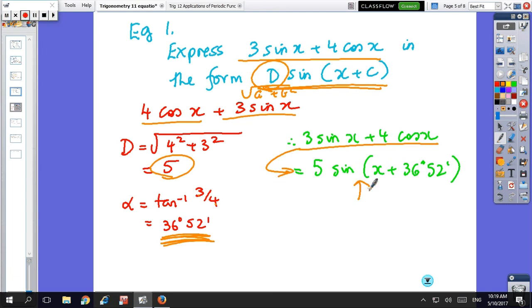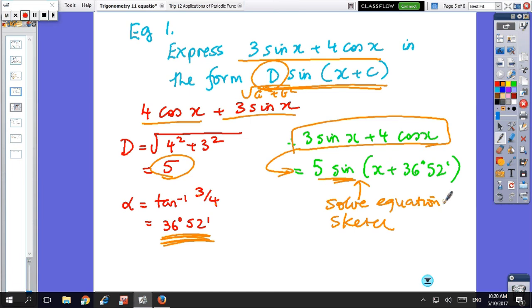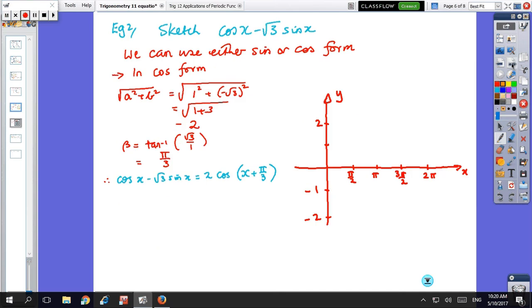And from that, we could solve an equation, or we could sketch the function. So even though we started with what looked like 2 different things added together, we just end up with a normal sine function. So from that we could solve an equation, or we could sketch the function. Okay, so let's copy that and come across when you're ready. Okay, so let's have a look at sketching.